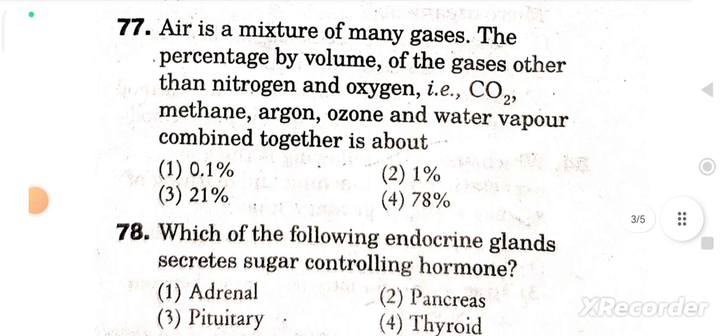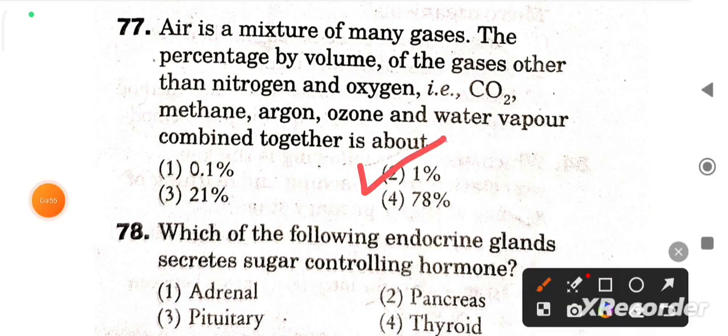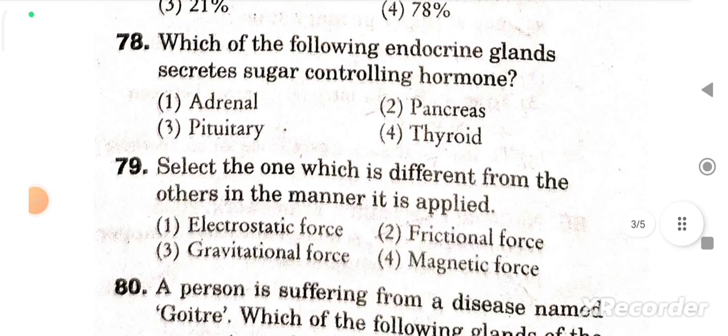Next question is, air is a mixture of many gases. The percentage by volume of the gases other than nitrogen and oxygen, that is CO2, methane, argon, ozone and water vapor combined together is 1%. Second one will be the correct option here.